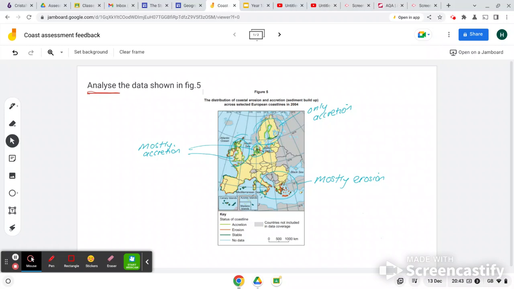You also need to try and use the data in your answer and make links between different aspects of the data. So here we have a scale. I could now try and use that in my answer. I could say that we've got mostly accretion occurring north of 50 degrees north. North of 60 degrees north, we only have accretion with a small amount of a stable coastline. But accretion is around a stretch of around 2,000 kilometres.